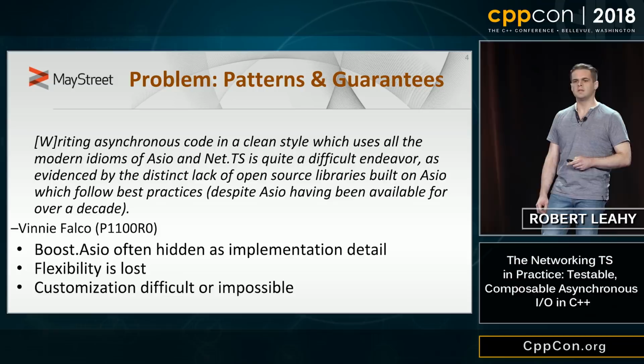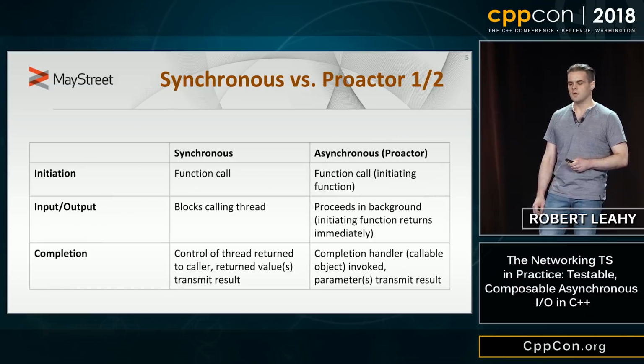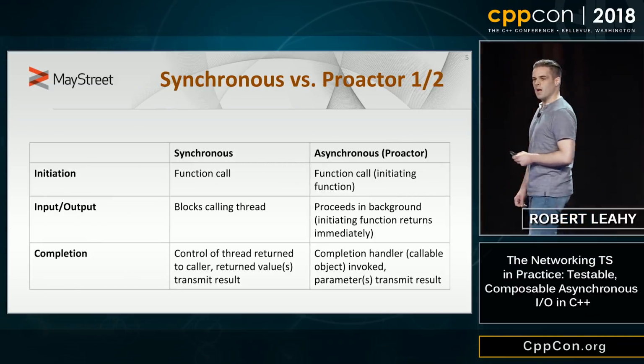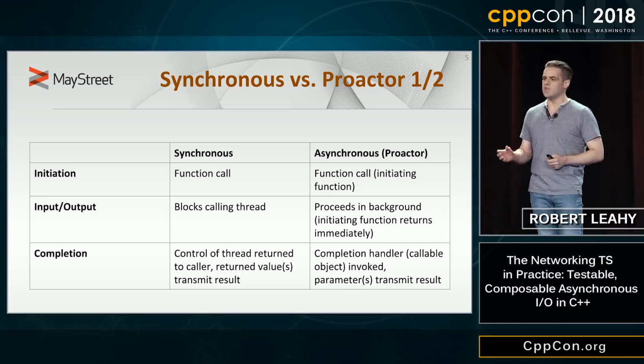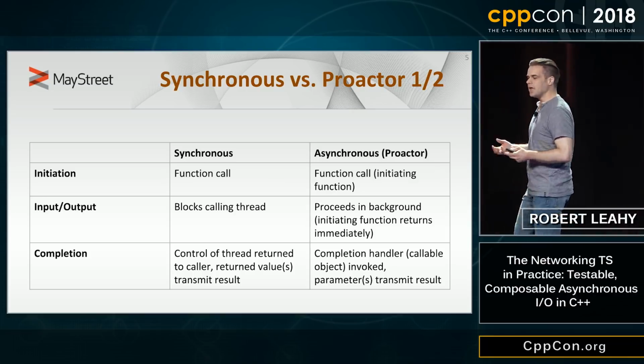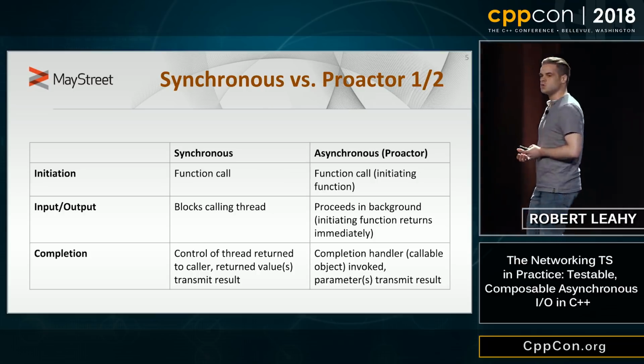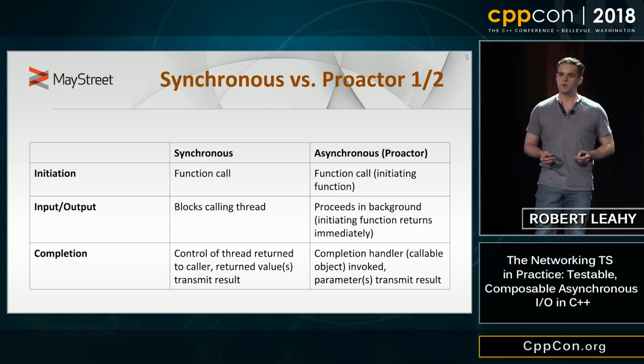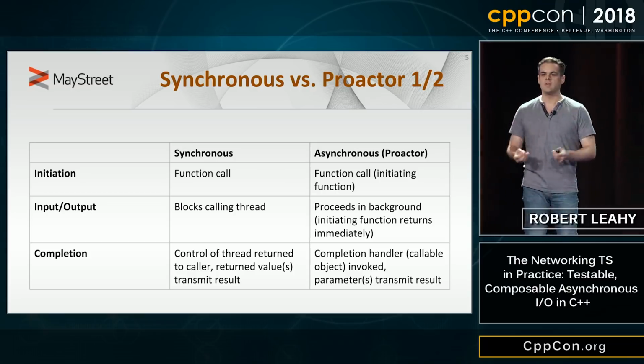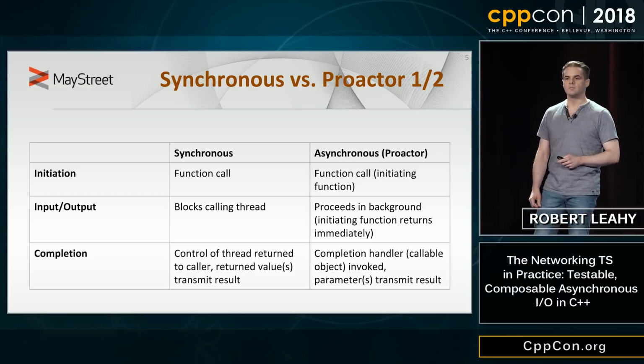What asynchronous model does the networking TS use? The networking TS is a proactor, which means that all asynchronous work has a beginning, a middle, and a distinct end. Unlike the reactor, you don't get a continuous stream of callbacks. You start an operation, it proceeds, and then it finishes, exactly once. This has a nice parallel with the synchronous domain, which we all intuitively understand.